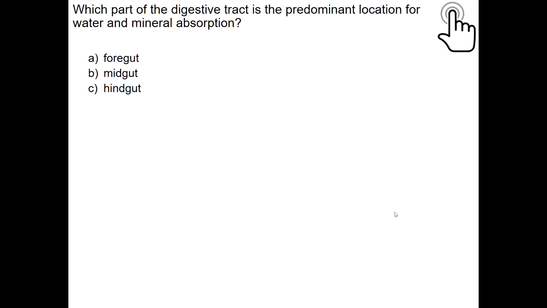We have another question, yay! Which part of the digestive tract is the predominant location for water and mineral absorption? Is it A, the foregut, B, the midgut, or C, the hindgut? Pause the video and answer the fifth question below.